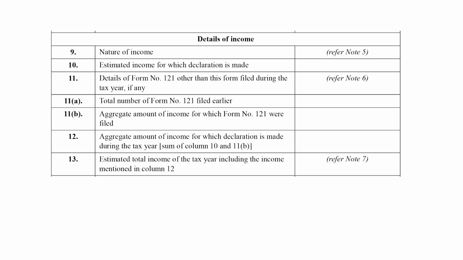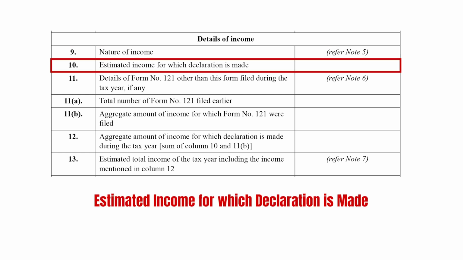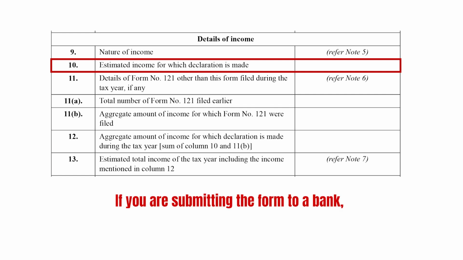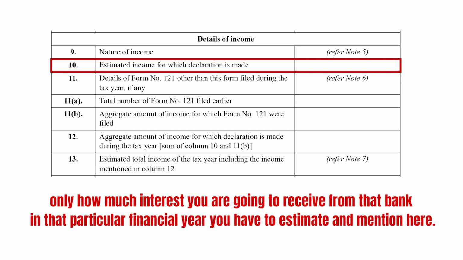But the next point, serial number 10, estimated income for which declaration is made. Here, if you are submitting this declaration to a bank, you have to estimate and mention only how much interest you are going to receive from that bank in that particular financial year.